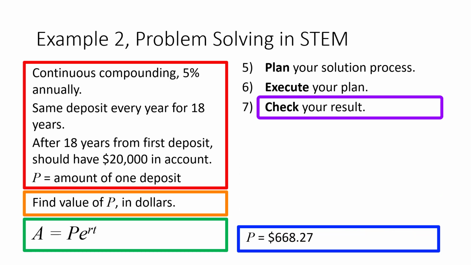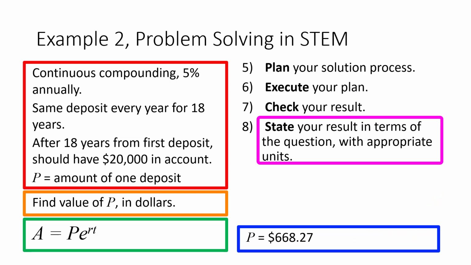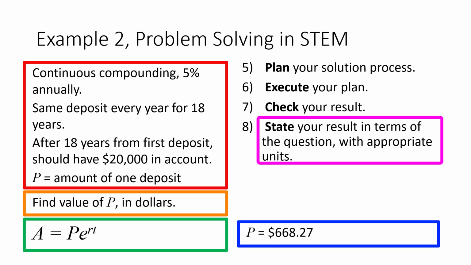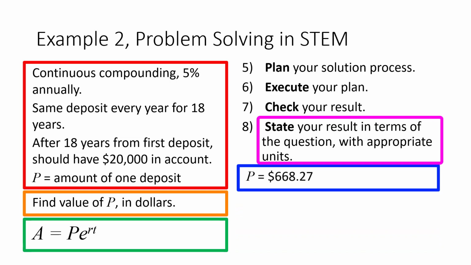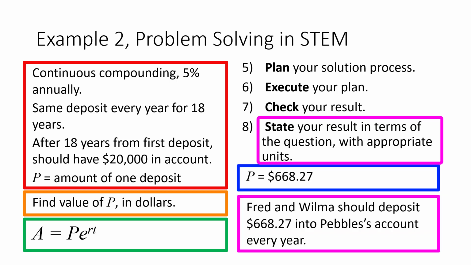Finally, we state the result in terms of the question. We were asked how much money Fred and Wilma should deposit. So that's the question we answer. Fred and Wilma should deposit $668.27 into Pebbles' account every year. That's the end of this example.